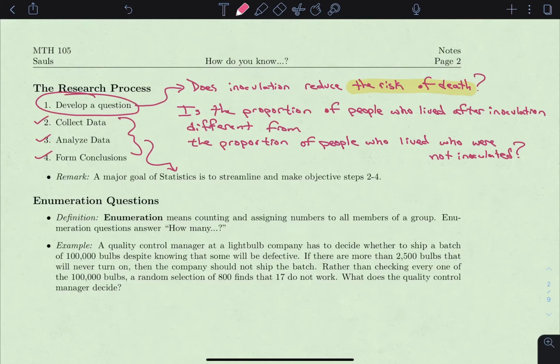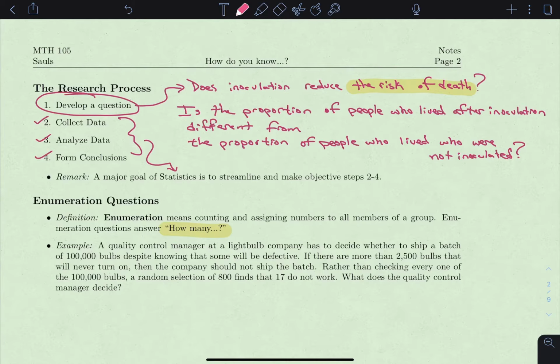So enumeration means counting and assigning numbers to all members of a group. When you enumerate a list, you number the items in the list. And enumeration questions, the questions will start with kind of like how many. And so we're seeking to answer how many. It's a common thing. How many people are unemployed in the United States right now? How many tigers are there in the wild? It's the most basic piece of information, but it still has to be asked. It still has to be estimated at some point.